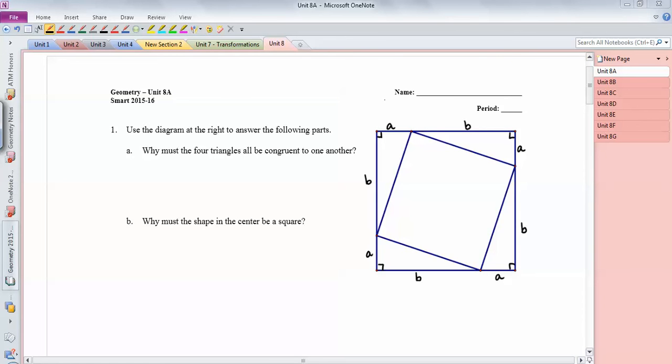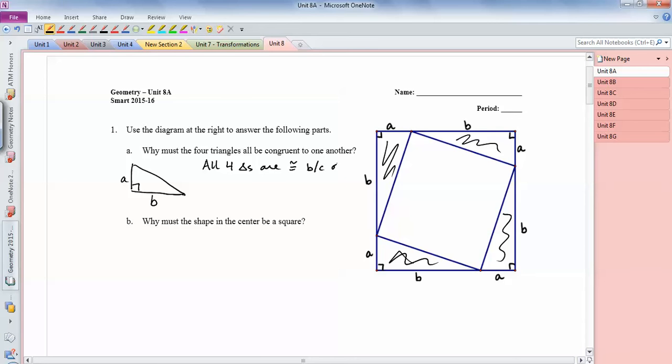So one of the questions about the big square is why are the four triangles that are around the sides, so this guy here, this guy here, this guy here, this guy there, why are they all congruent to each other? Well, if you look at every one of those triangles, they all have the short side A, the long side B, and a right angle in between. So all four triangles are congruent because of SAS, right? We have SAS for all four triangles. So that's why the four triangles are congruent.